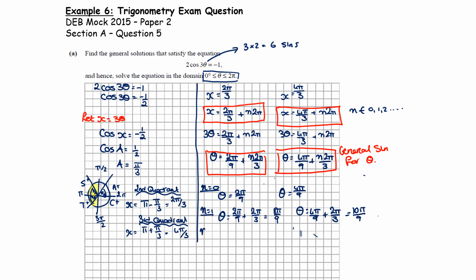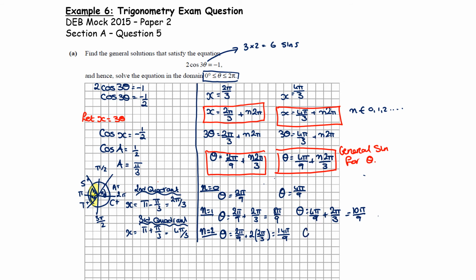And then the last two will come from n equals 2. So theta is equal to 2 pi over 9 plus 2 times 2 pi over 3. And that should give me 14 pi over 9.